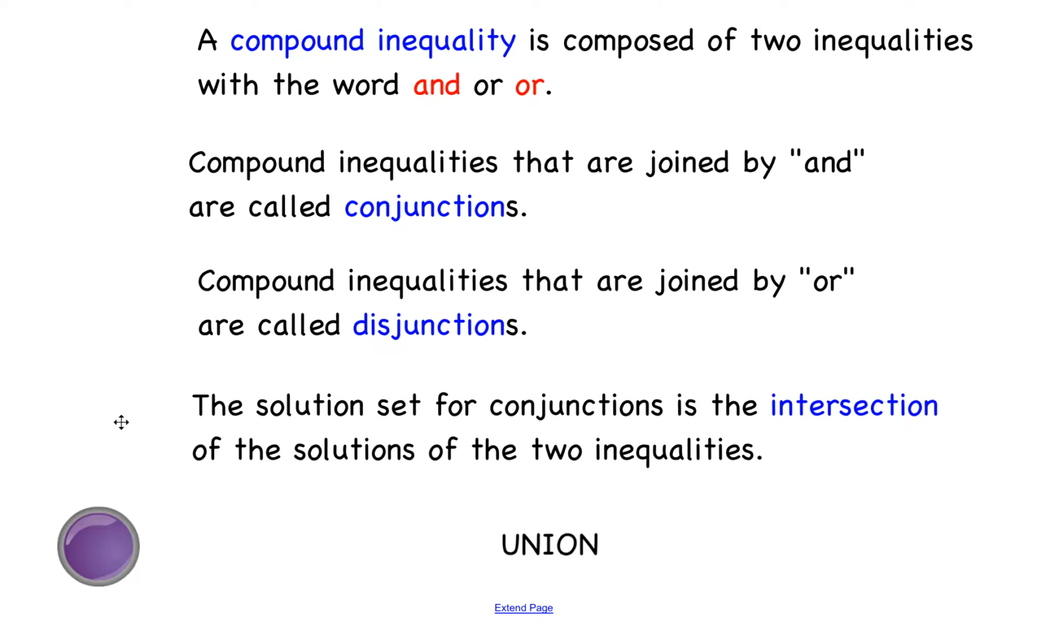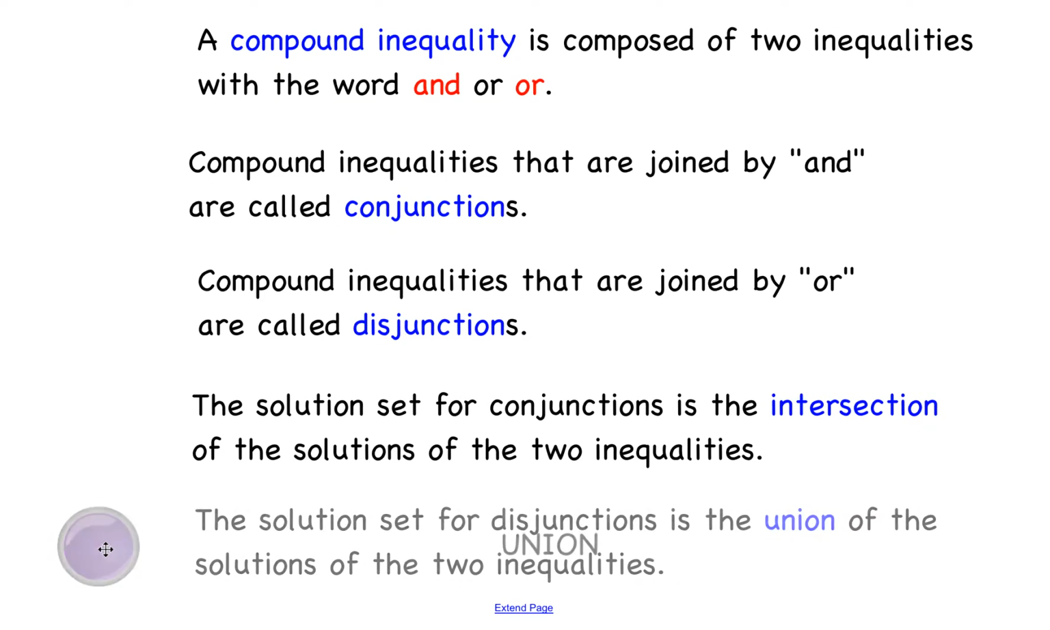Intersection is the solution where you have the conjunction of two inequalities, and the union is the solution set for disjunctions, or the union of the two inequalities.